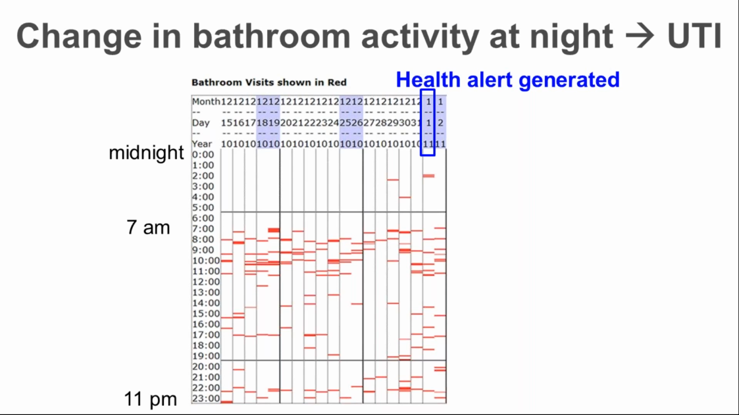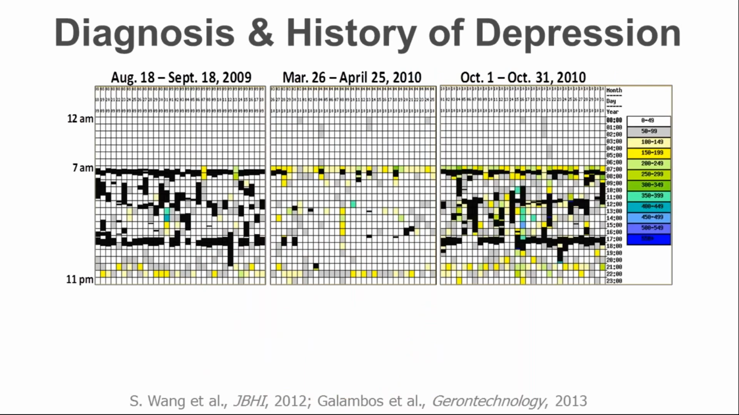This specific alert was generated on January 1st of 2011 because this individual had nighttime visits to the bathroom. So there was an increase in bathroom activity that occurred in the nighttime, and we would not have known this if we had not had a sensor system in there to detect this. We had a nurse go in there and find that this person actually had a urinary tract infection, and so we were able to treat that earlier. We would not have known if the health alert had not been embedded in the sensor system.